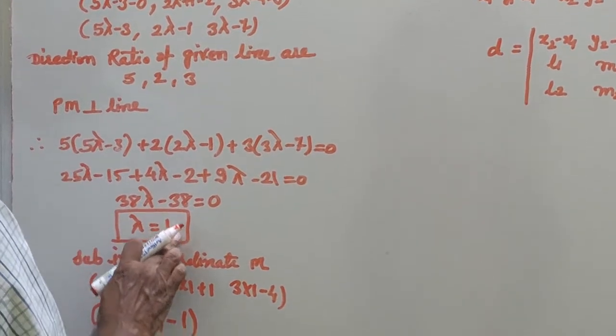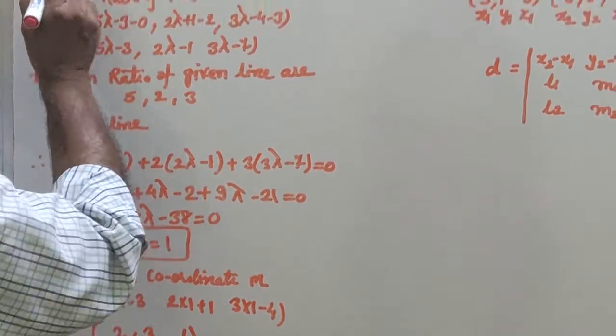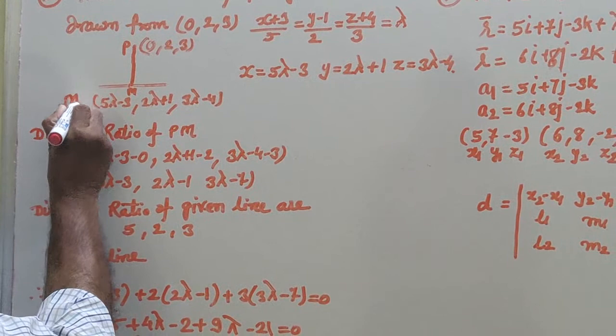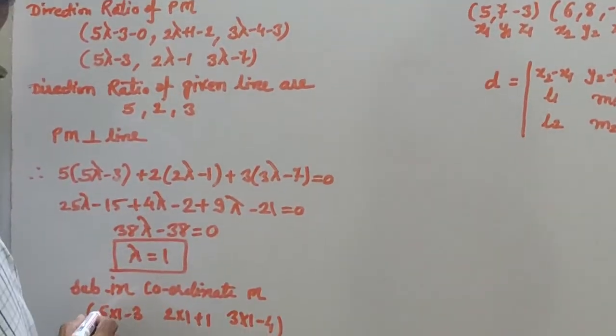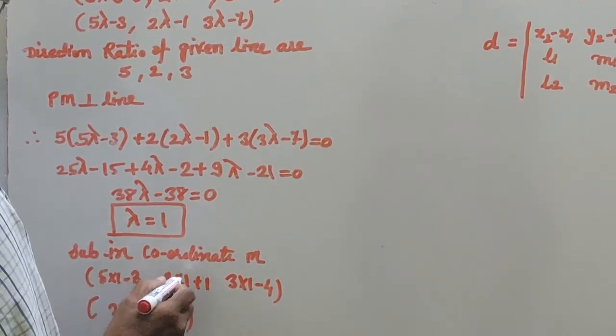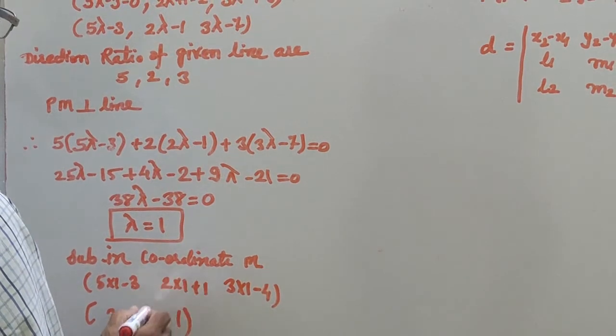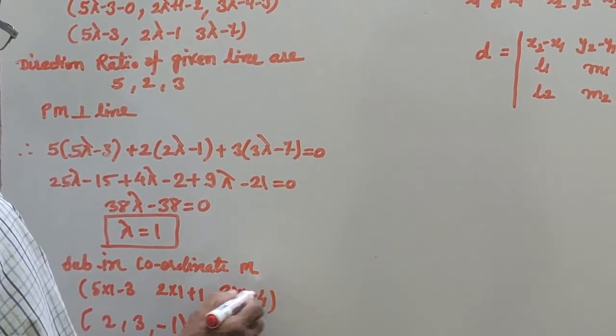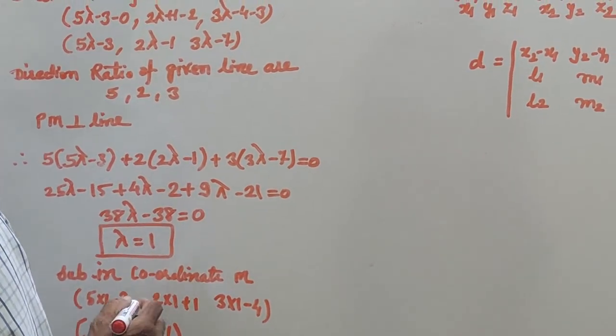Lambda is 1. Now I am putting this value in the coordinates of M. So I am getting the answer. So 5 into 1 minus 3 that is 2. 2 into 1 plus 1 is 3. 3 into 1 is 3 minus 4 is minus 1. This is the required answer.